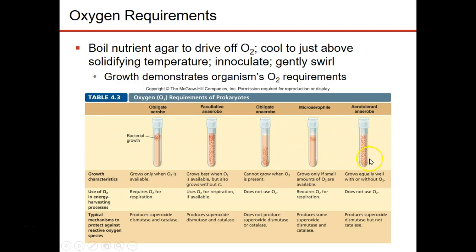I'm going to skip over the microaerophiles and go to the aerotolerant anaerobes. Aerotolerant anaerobes are able to grow in the presence of oxygen, but they do not use oxygen at all. They do produce an enzyme that protects them from oxygen, but they don't use oxygen. So they grow equally throughout the entire agar tube. They'll never use oxygen.